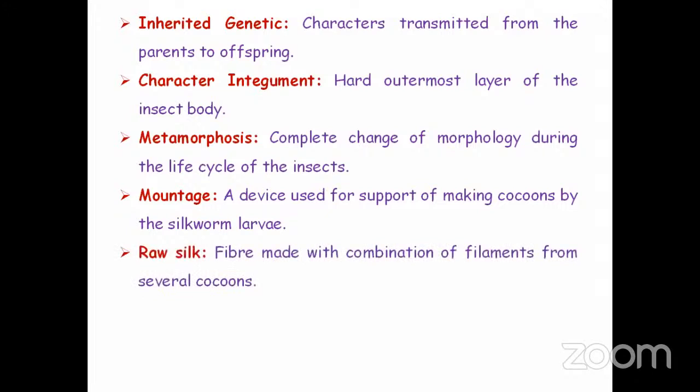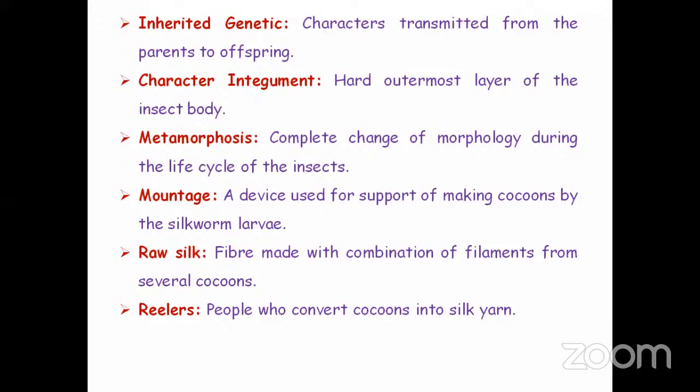Then the next one is raw silk. Raw silk means the fiber made with the combination of filaments from several cocoons. It's called raw silk. Then the reelers. Reelers are those people who convert the cocoons into silk yarn. Such people are called reelers.